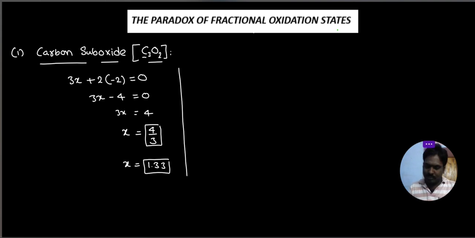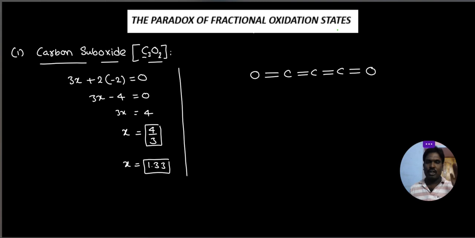Both are correct. Now, based on structure. You know, carbon valency is 4. That means carbon can form a maximum of 4 covalent bonds. Each carbon has 4 covalent bonds. Yes, right. Oxygen is satisfied with a double bond. So now, how can we assign oxidation states individually?